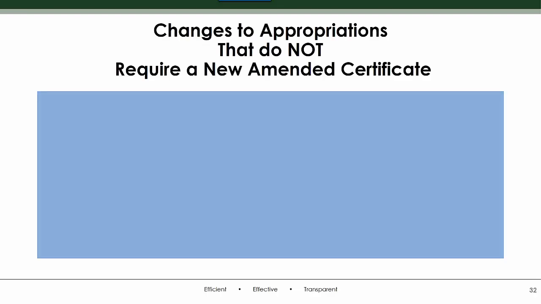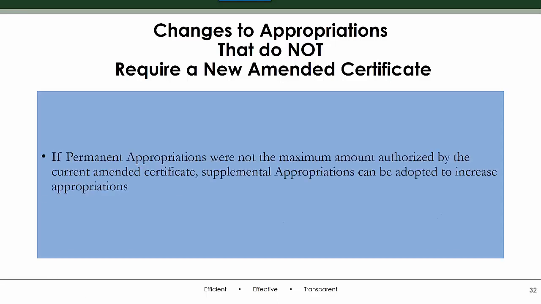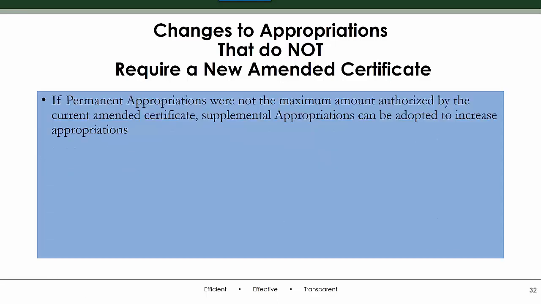All right, very good questions. Now let's talk about changes to appropriations that don't require an amended certificate, because of that very early question: does my board have to appropriate 100% of my resources on the amended certificate? No, they don't. And many entities don't appropriate 100%. If permanent appropriations were not adopted at the maximum amount, then later in the year, supplemental appropriations can be adopted without touching your amended certificate.